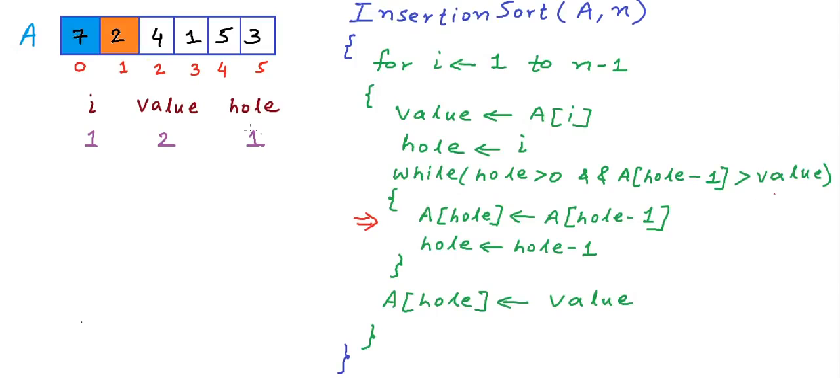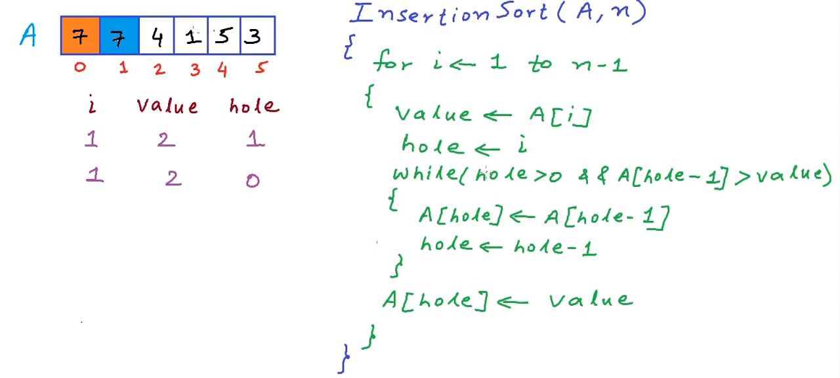I'll mark the hole with this color orange. And now we come here, we'll say the element at index hole should be the element at index hole minus 1. So 7 will now be written at index 1, and our imaginary hole will shift to index 0.